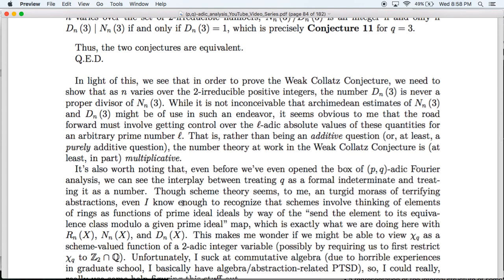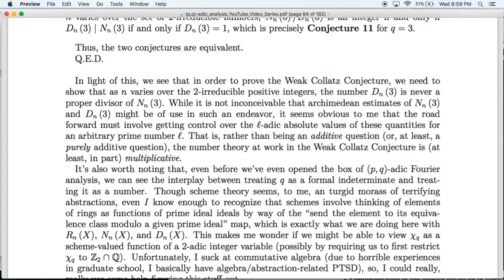In light of this, we see that in order to prove the weak Collatz conjecture, we need to show that as n varies over the 2-irreducible positive integers, the number D_n of 3 is never a proper divisor of N_n of 3. While it is not inconceivable that Archimedean estimates of N_n of 3 and D_n of 3, such as Baker-style results, might be of use in such an endeavor, it seems obvious to me that the road forward must involve getting control over the L-adic absolute values of this number and that number for an arbitrary prime L.